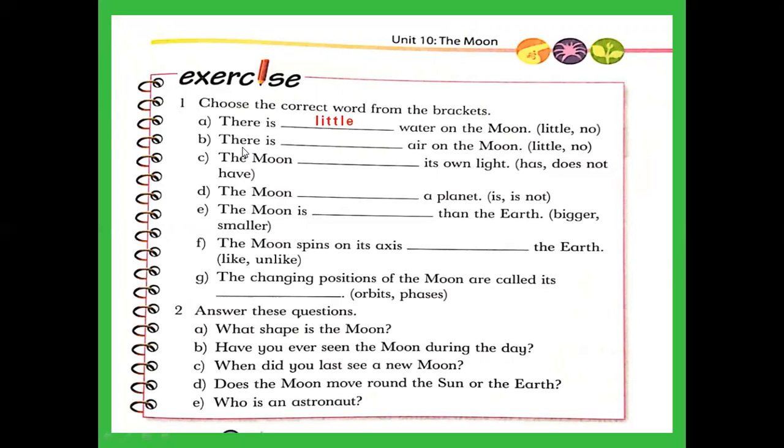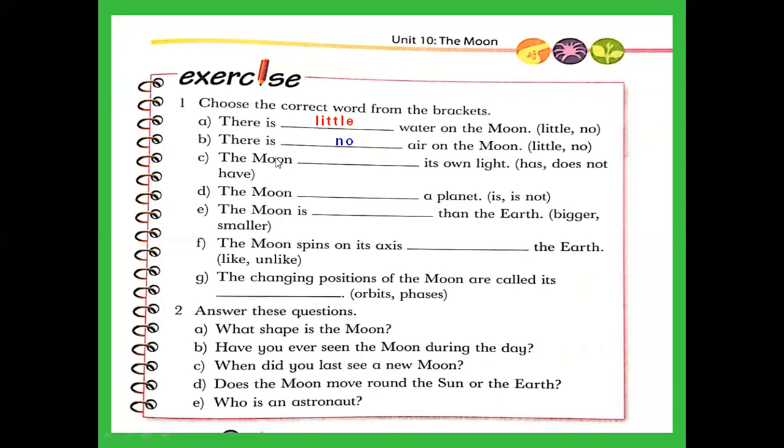B part, there is dash air on the moon. Okay, what will come here? Little or no? On the moon there is no air. So here will come no. There is no air on the moon.